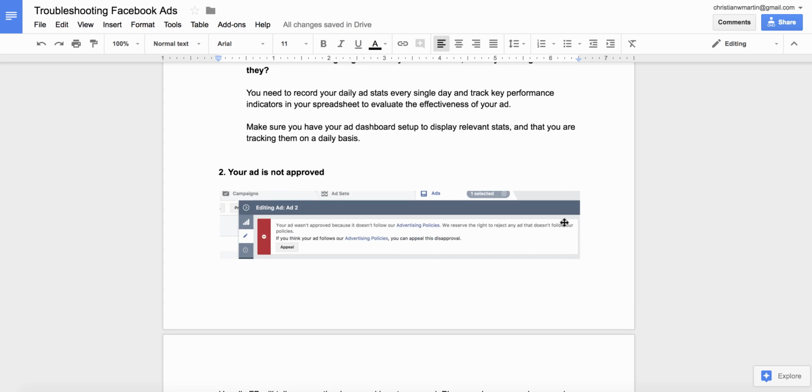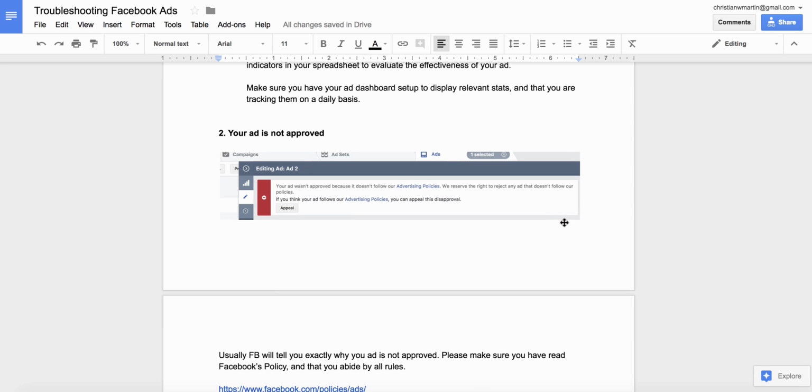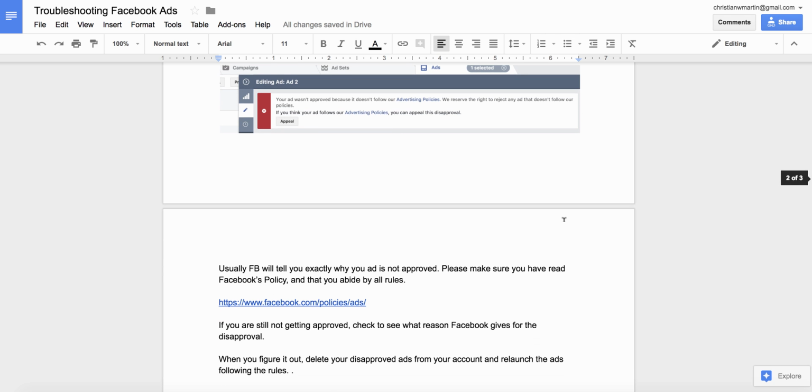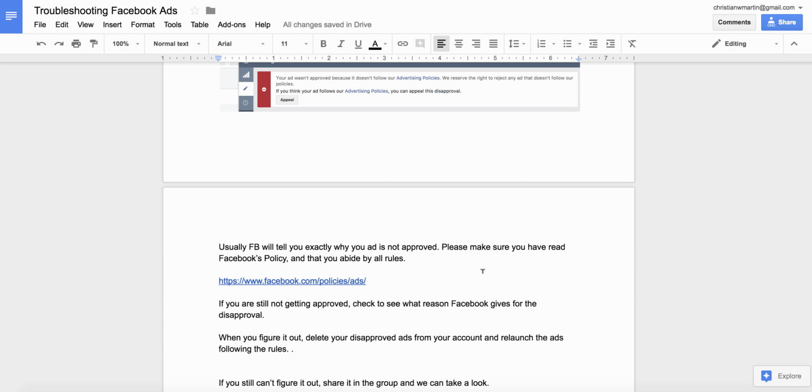Number 2 is your ad is not approved. So maybe you launched an ad and it didn't even make it in to your business manager because it was disapproved. Usually Facebook will tell you exactly why your ad is not approved. But please, please, please, before you launch your ads, make sure that you have read Facebook's policy thoroughly and that you are abiding by all rules. You do not want to get kicked out. Facebook bans accounts all the time, especially if they're new accounts and your first campaign is not approved.